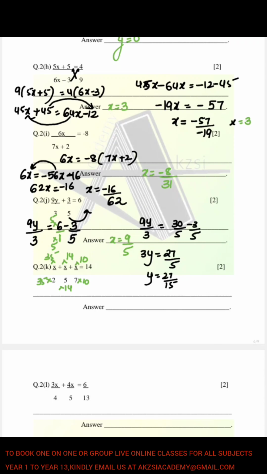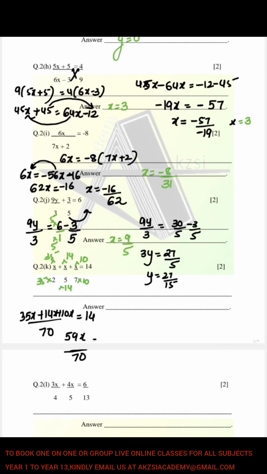Okay, so now after taking the LCM of all the denominators, which is 70, this is 35 into 2, 35 into x is 35x. Then it's 14x, and then it's 10x equals 14. Up there, I need to add 35 plus 14 plus 10. This is 59x over 70 equals 14.